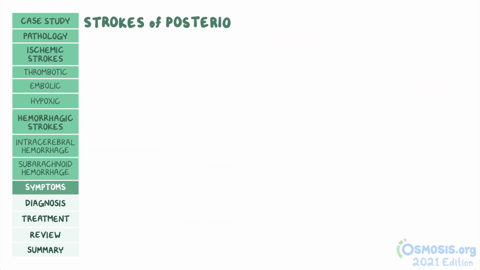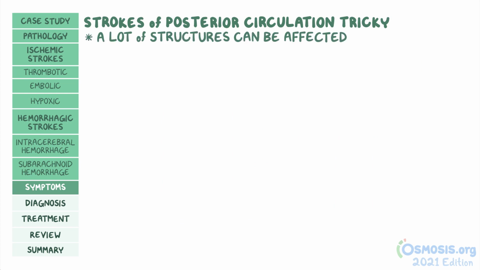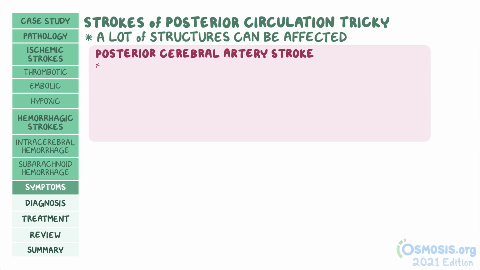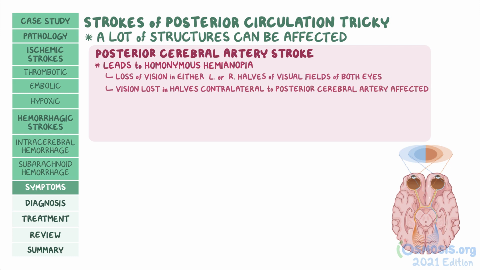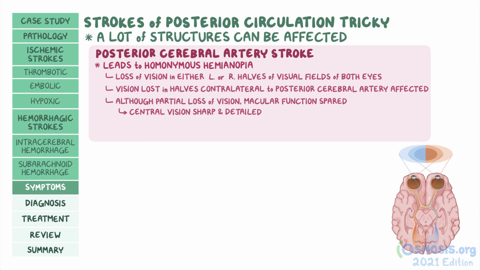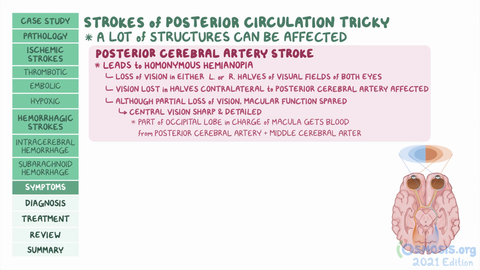Alright, now strokes of the posterior circulation are a bit more tricky, because there are a lot of different structures that can be affected. A posterior cerebral artery stroke leads to homonymous hemianopsia, which is a loss of vision in either the left or right halves of the visual fields of both eyes. The vision is lost in halves that are contralateral to the posterior cerebral artery that is affected. Although there is a partial loss of vision, macular function is spared, meaning that central vision is still sharp and detailed. This is because the part of the occipital lobe in charge of the macula gets blood from both the posterior cerebral artery as well as the middle cerebral artery.